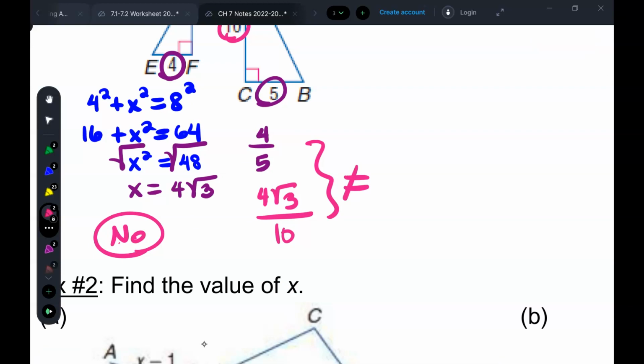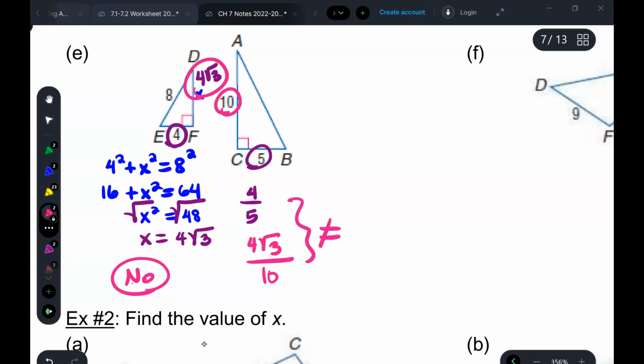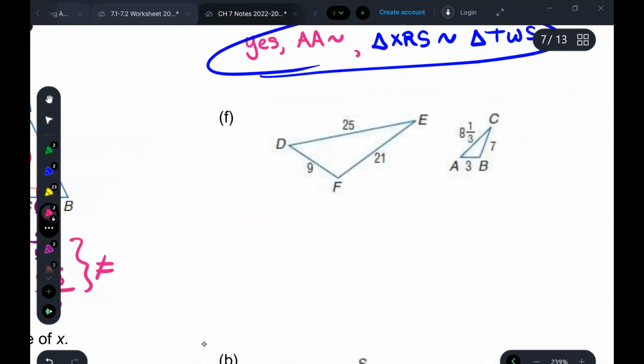Now, technically, we did not need to do the Pythagorean theorem. Can anyone explain why we do not need it? We could have just used 2. What do we notice about this? 4 to 8 is a ratio of 1 to 2, but that's the hypotenuse. This is also a ratio of 1 to 2, but that's not the hypotenuse. The 10 would have to be over here, wouldn't it? You could just notice that. Okay, well then that's why we do the Pythagorean theorem, to confirm.